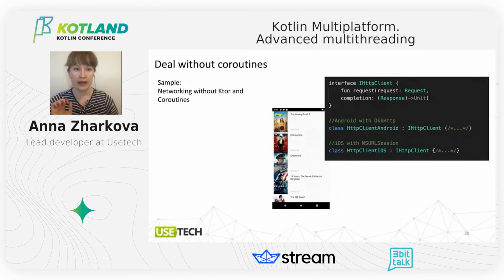Well, and now let's take a look at some other sample. Networking without Ktor and coroutines. It could also be implemented, and easily. In this case, we also need background working and some other mechanism to deal without coroutines. And Kotlin Multiplatform uses such a mechanism.